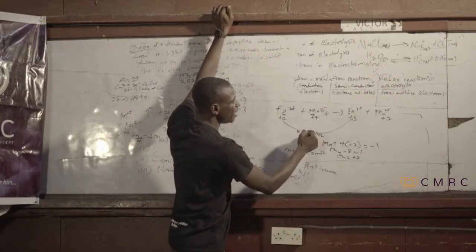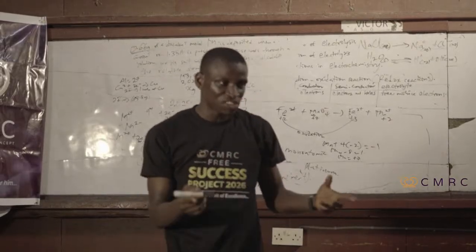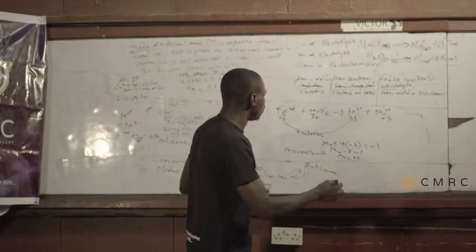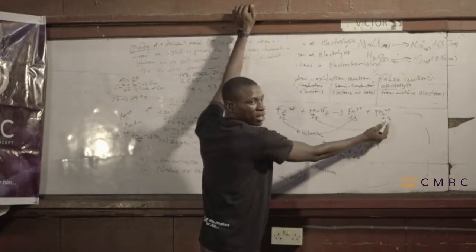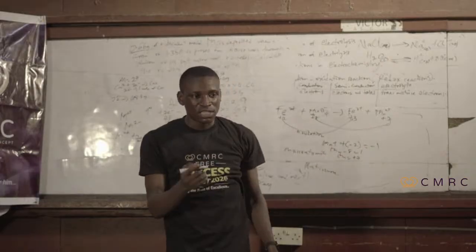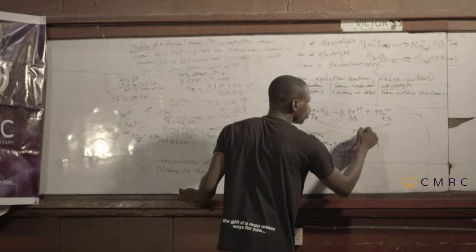Now, because it's a redox reaction, there are only two things possible: oxidation and reduction. Meaning that the second one will be what? Reduction. So you can see, manganese is taking +7 here. It's becoming what? +2 here. Oxidation number has what? Decreased. So this is what? Reduction.